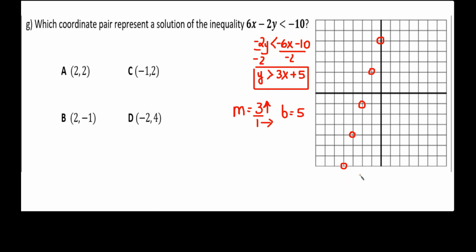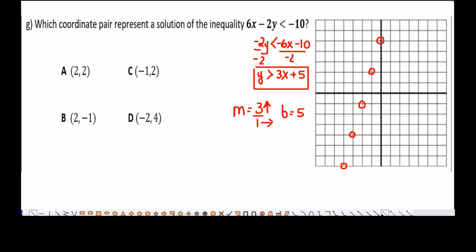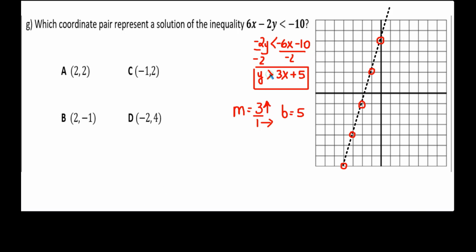Now what I'm going to do is connect using a dotted line. So here's my dotted line right there. And now that I connected, I'm going to shade. Right here it says greater than, so that means I'm going to shade above the line. Now next thing I need to do is draw the points.